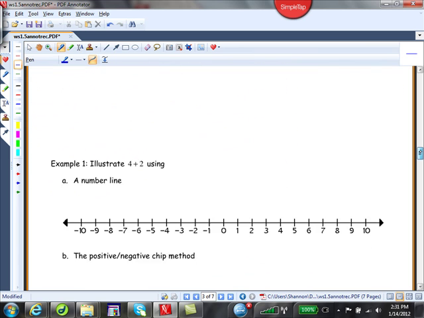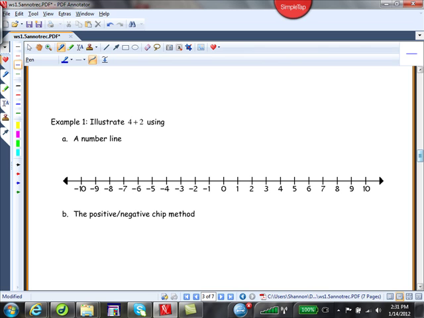Okay, so let's go ahead and take a look at example 1. And we'll come back, don't worry, we'll come back to the positive negative chip model. So example 1, illustrate 4 plus 2 using a number line. Following exactly the directions that we were given, you start at 4, because that's our a, that's the first number. And then we're going to go 2 to the right, and we end up at 6. So 6 is the result for 4 plus 2. That's equal to 6.